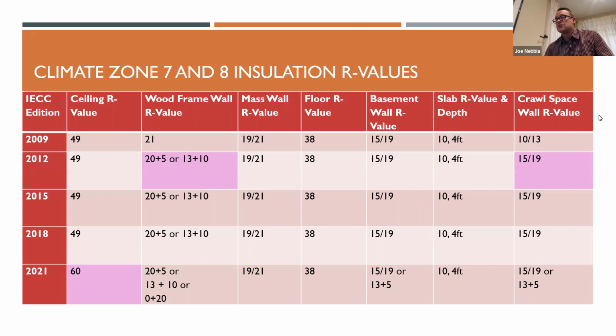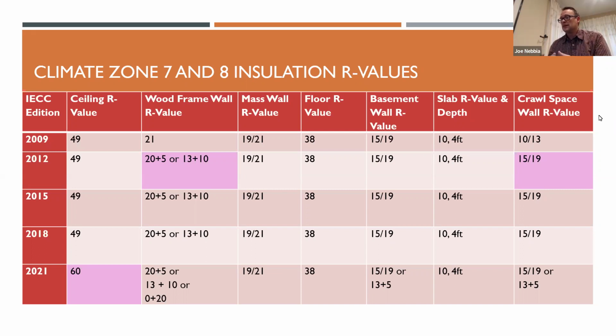Moving on to climate zone 7 and 8, this should look very familiar because it's very similar to the climate zone 6 values. Again, the major change in stringency there is the R49 to R60 in the attic for climate zone 7 to 8. Not everything else is exactly the same, but the cells work the same. You'll notice the mass wall is higher, 19 if more is to the exterior and 21 if more is to the interior. Still, an ICF wall will meet that.